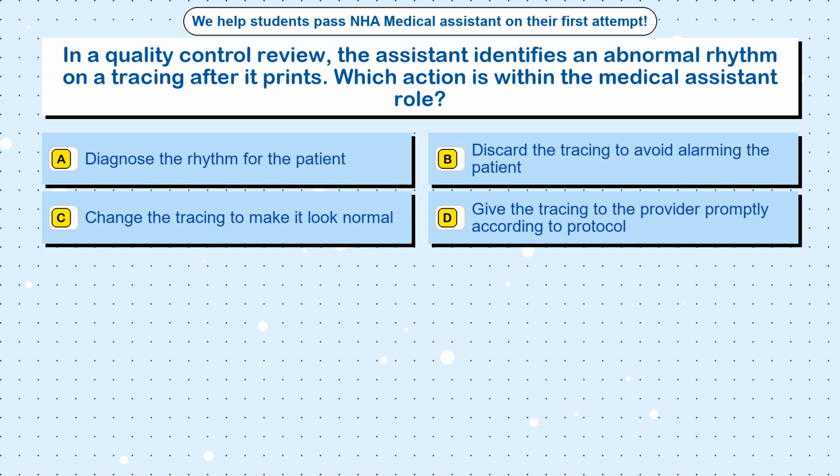Question 93. In a quality control review, the assistant identifies an abnormal rhythm on a tracing after it prints. Which action is within the medical assistant role? Option A.